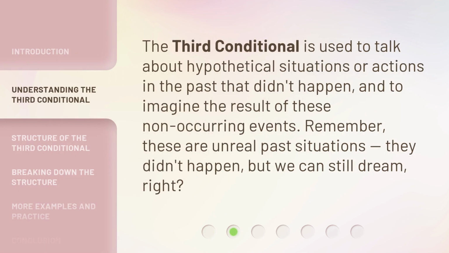The third conditional is used to talk about hypothetical situations or actions in the past that didn't happen, and to imagine the result of these non-occurring events. Remember, these are unreal past situations. They didn't happen, but we can still dream, right?